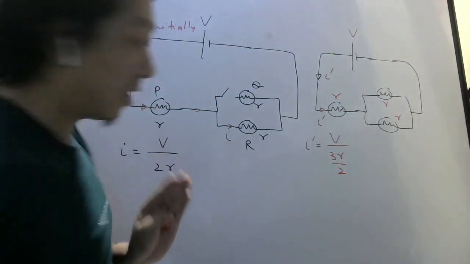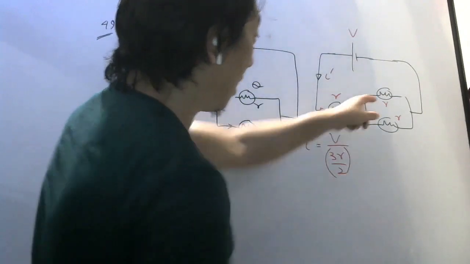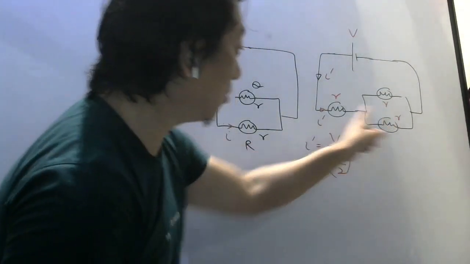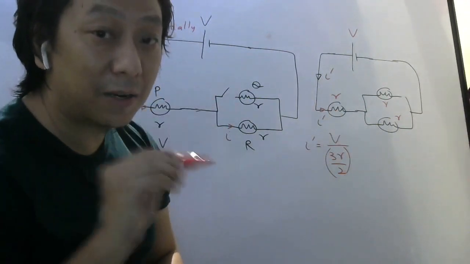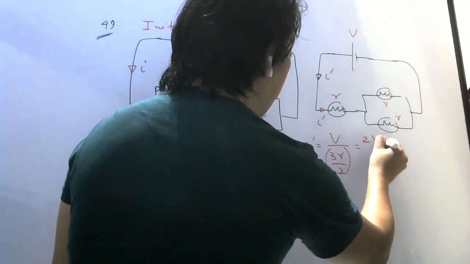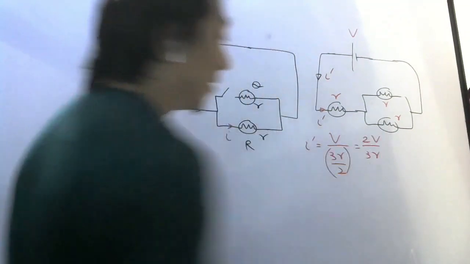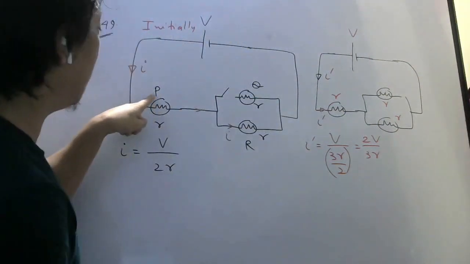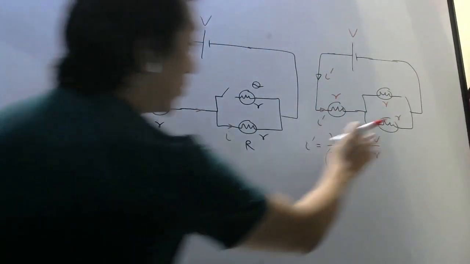All of you understood, right? How I got this total resistance? R and R in parallel will be R by 2. R by 2 in series with R will be R by 2 plus R. That will be 3R by 2, which will be 2V by 3R. So that much current will flow through this bulb, which is which bulb? P bulb.